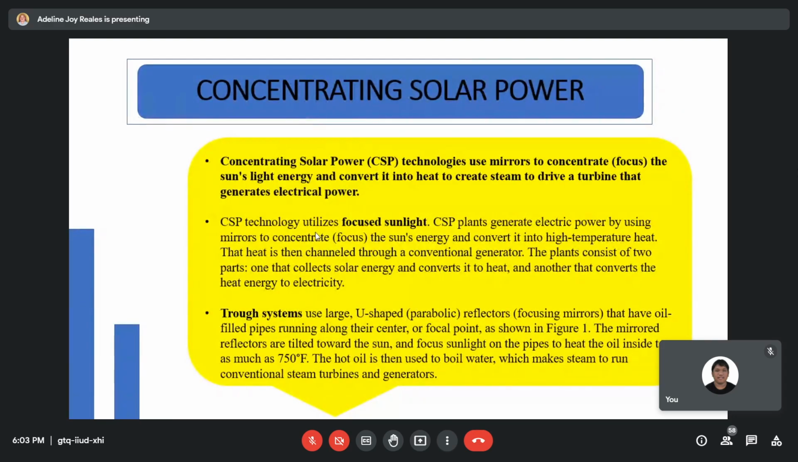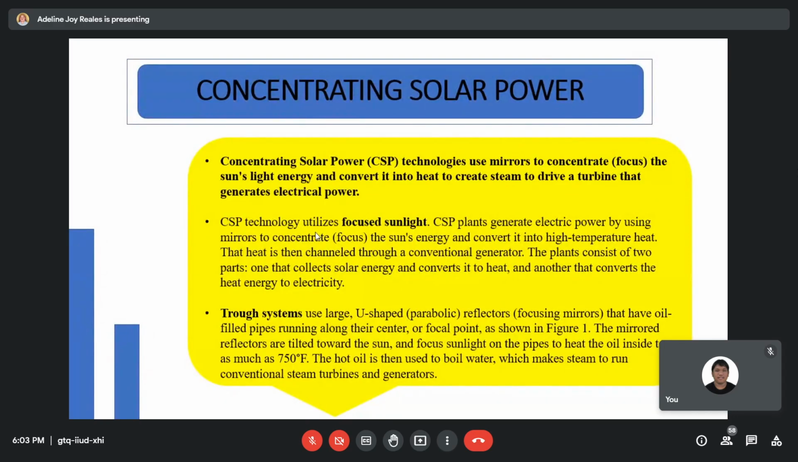Concentrating solar power. Concentrating solar power, or CSP, technologies use mirrors to concentrate or focus the sun's light energy and convert it into heat to create steam to drive a turbine that generates electrical power. CSP technology utilizes focused sunlight. CSP plants generate electric power by using mirrors to concentrate the sun's energy and convert it into high temperature heat. The heat is then channeled to a conventional generator. The plants consist of two parts, one that collects solar energy and converts it to heat, and the other that converts the heat energy to electricity.